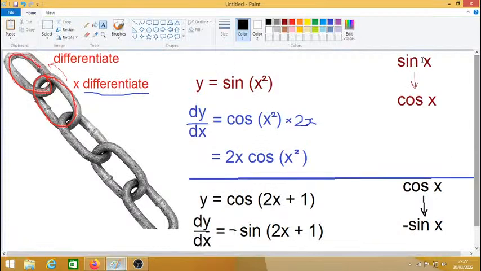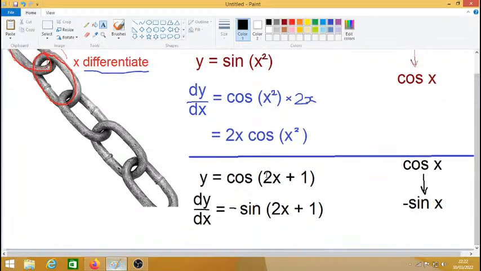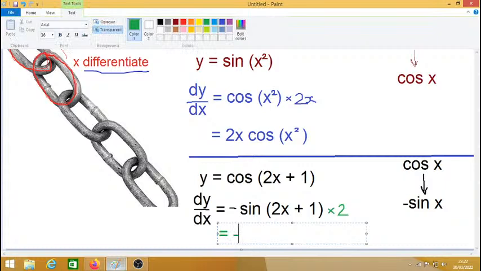And then you go back to the chain and you think, right, the chain's not finished yet. There's a second part to the chain. I need to take a closer look at this 2x plus 1. What would that differentiate to? So 2x would differentiate to 2, and the 1 is a constant, so that disappears. So you just end up with a times 2. So times by 2, since 2x plus 1 differentiates to 2. Then bring the 2 to the front and you end up with dy by dx is equal to minus 2 sine 2x plus 1.